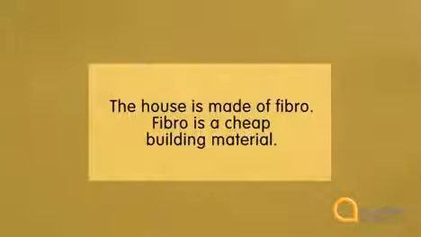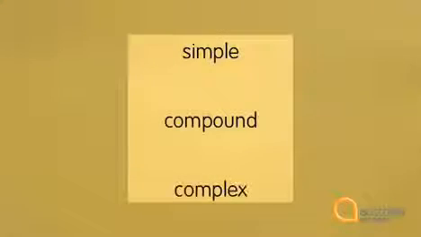And here's another one. Here, try to link the sentences using which. The house is made of fibro. Fibro is a cheap building material. The house is made of fibro, which is a cheap building material. You'll need to practice forming simple, compound and complex sentences. There are many ways to do it and many different ways of punctuating. This is very important for your written work.